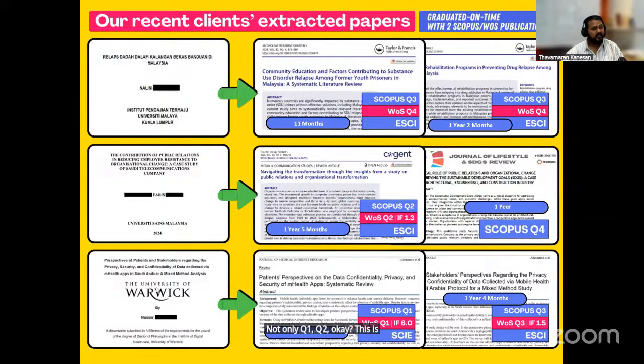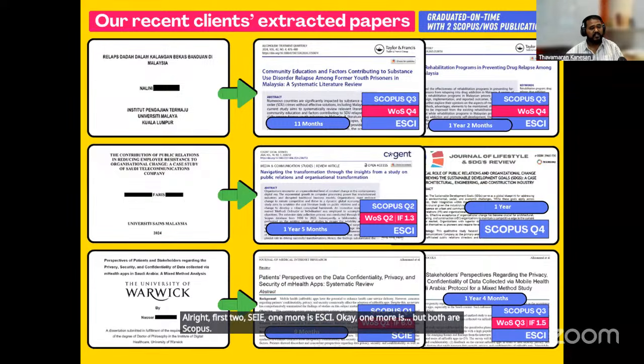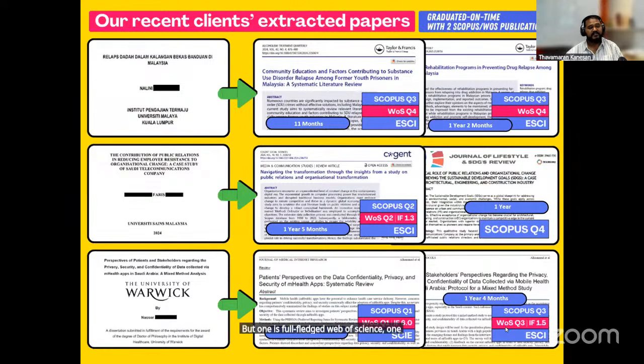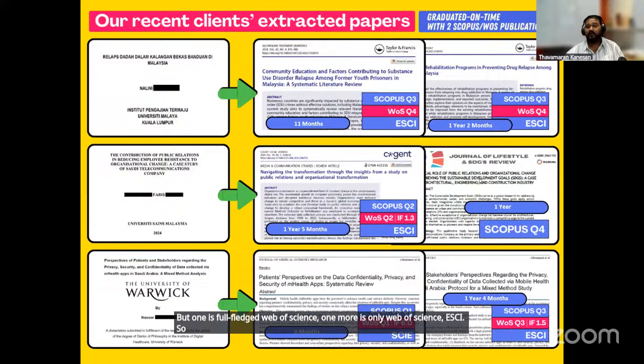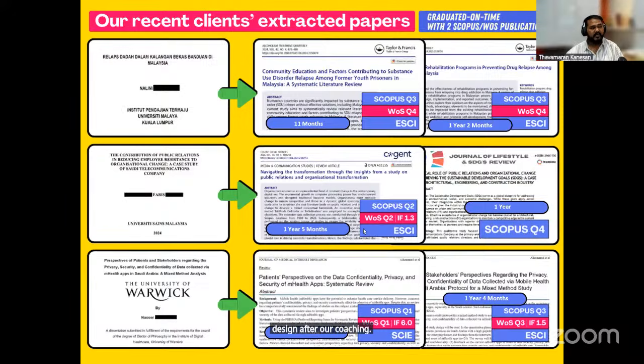This is from Warwick. For Nasir from Warwick, we had 6 papers, but these were the first 2. All right, first 2 SCIE, one more is ESCI. Both are Scopus, but one is full-fledged Web of Science, and the other is only Web of Science ESCI. So this is how we design after our coaching. Okay, so I hope that is clear.